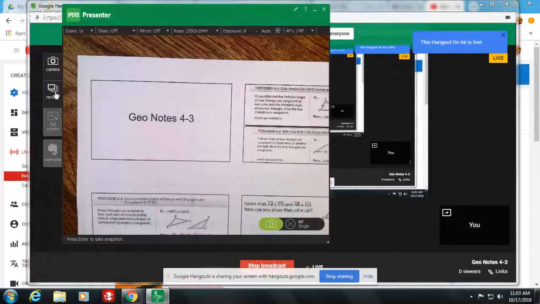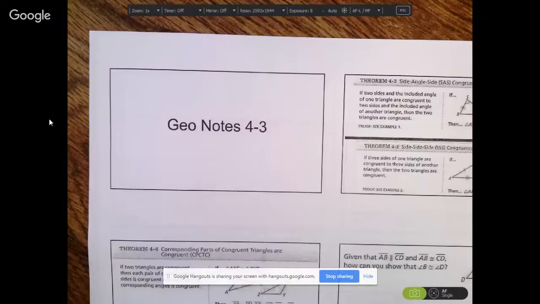All right, so 4.3, that's not what I want.